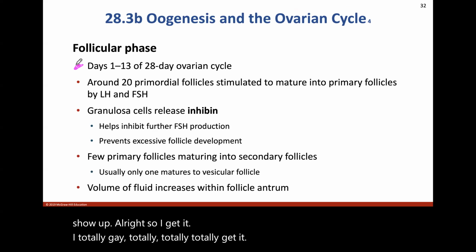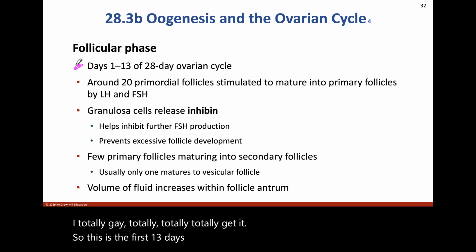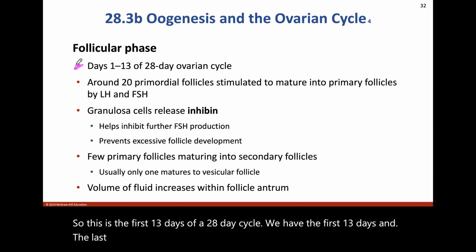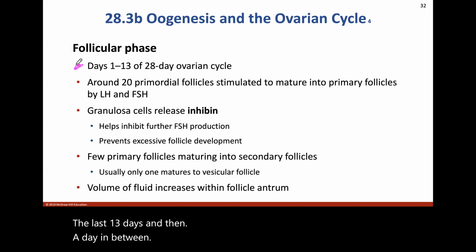So this is the first 13 days of a 28-day cycle. We have the first 13 days and the last 13 days, and then a day in between the first 13 and the last 13.